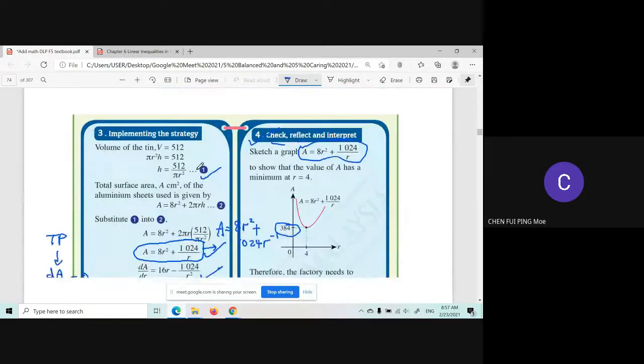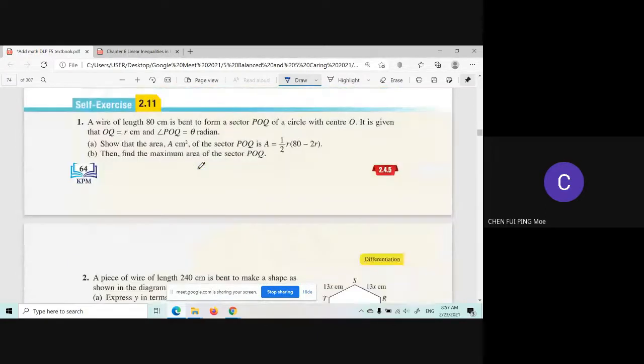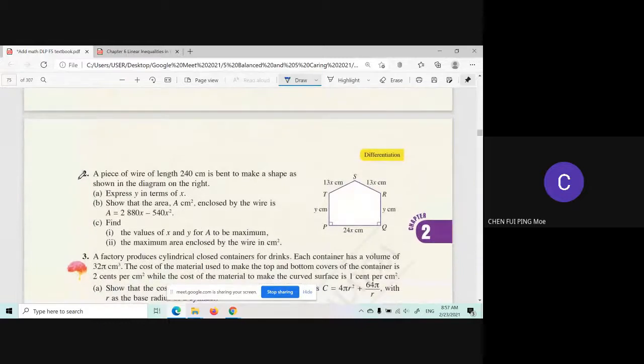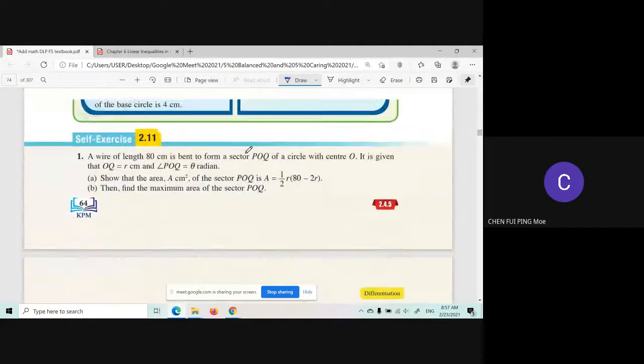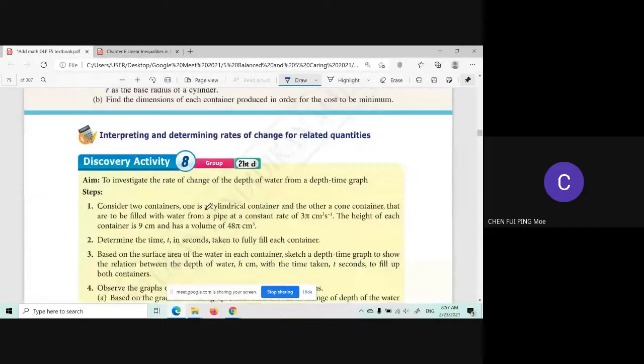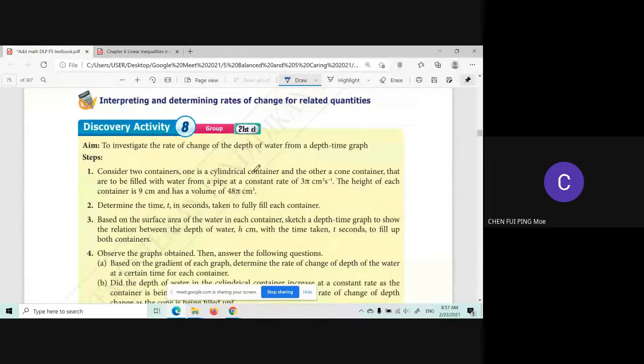Depends on the question. So this part, your homework, 2.11, you try number 2. Okay, you try number 2 later on. 2.11, number 2. And then I need to proceed because I'm scared there's not enough time later on.